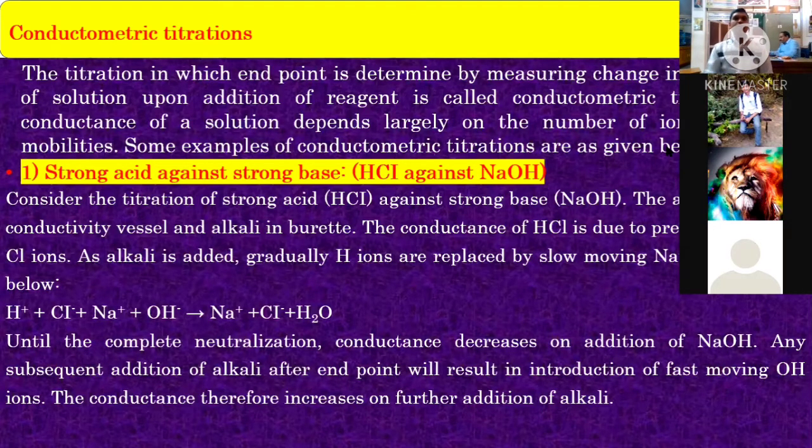Consider the titration of strong acid HCl against strong base NaOH. The acid is taken in a conductivity vessel and the alkali in the burette. Suppose you take one beaker of strong acid and one beaker of strong base. What is titration? A titration requires a titration set: a pipette, a conical flask, an indicator, a burette and burette stand. A number of things are required here. Suppose you have HCl and NaOH. The acid is taken in the conductivity cell and the alkali in the burette.